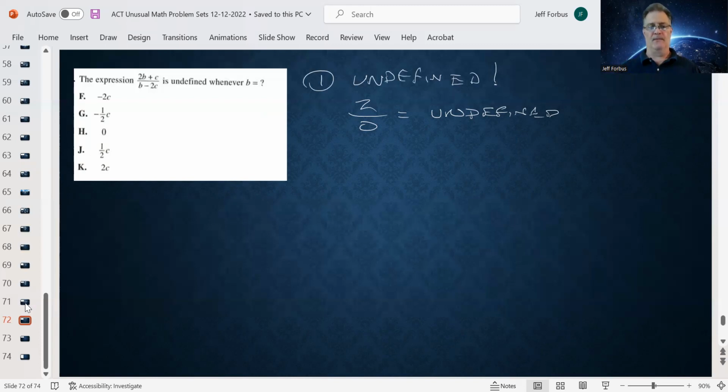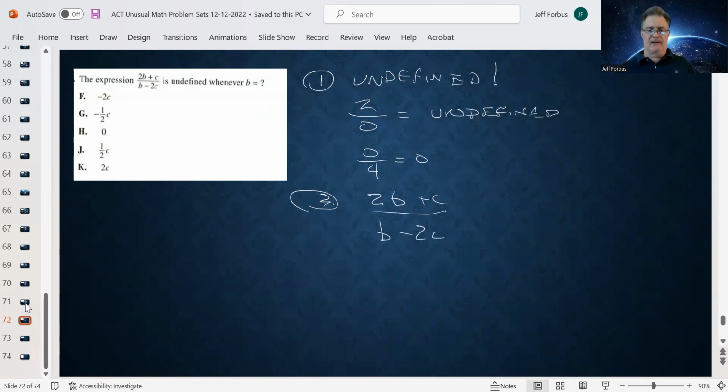Now, if you say 0 divided by 4, that will be 0 because you can say 4 times 0 is 0. That makes logical sense. But when you take a number and divide it by 0, it doesn't make any logical sense because we cannot check it. So therefore, this problem that we have, 2b plus c divided by b minus 2c, we need to check the denominator for what will make it equal to 0. Look at your answer choices. Negative 2c, negative 1/2 c, 0, 1/2 c, or 2c.